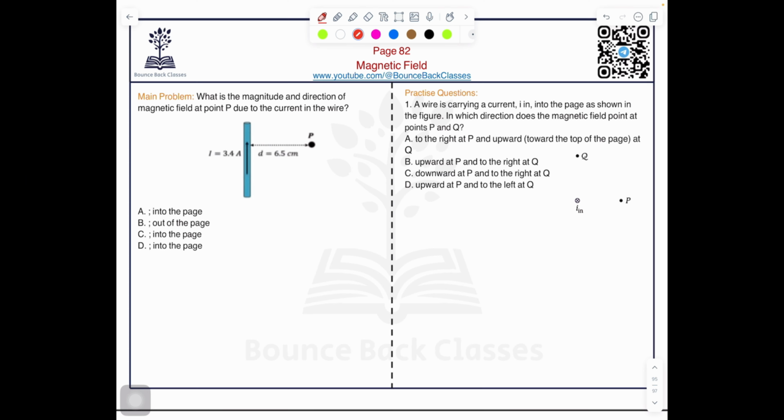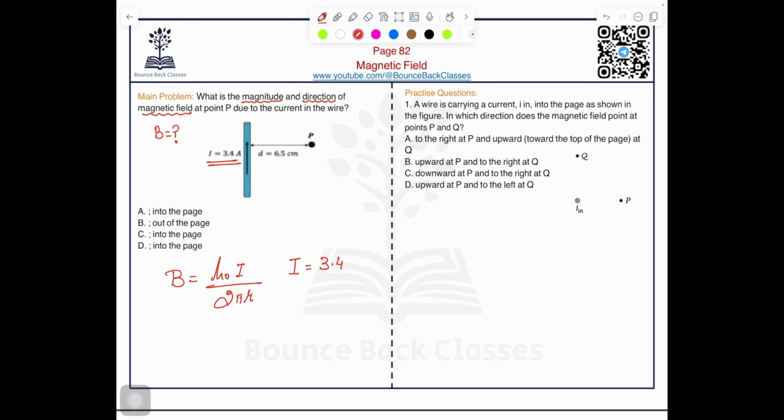Question number 1. What is the magnitude and direction of the magnetic field? Okay, we are looking for the magnetic field, and we know the formula: B is equal to mu naught I over 2 pi r. In this question, we have the value of I equal to 3.4.